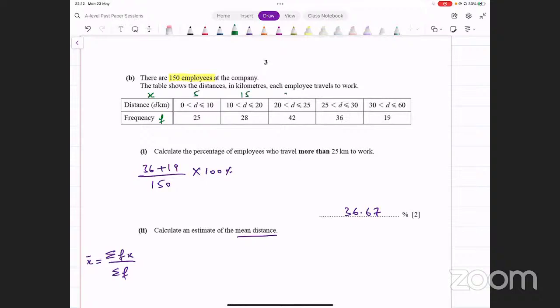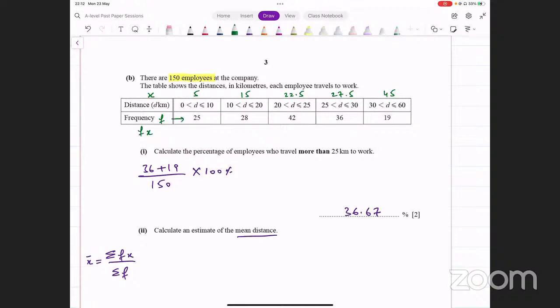20 and 25, that's going to be 22.5. 25 plus 20, whole divided by 2. 25 और 30 का midpoint, that's going to be 27.5. And then you've got 30 और 60 का midpoint, that's going to be 45. So you find the midpoints of each of those class intervals. Midpoints आ गए. अब आपको क्या करना है, fx कैलकुलेट करना है, इन दोनों को मल्टीप्लाई कर देना है.